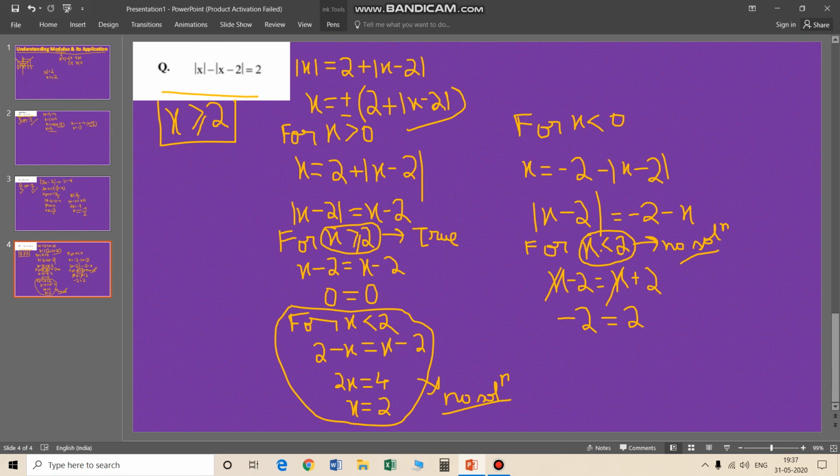Only 3 conditions arise. Out of these, 2 gave only no solutions. Only one was the thing which gave the solution, which was x greater than equals to 2. So our answer was x greater than equals to 2.